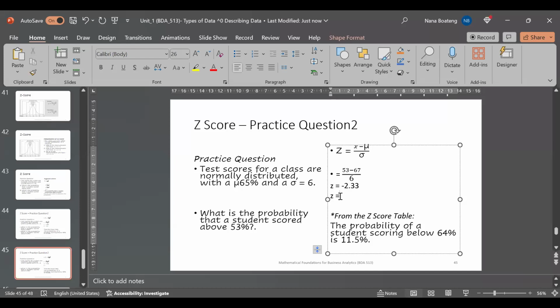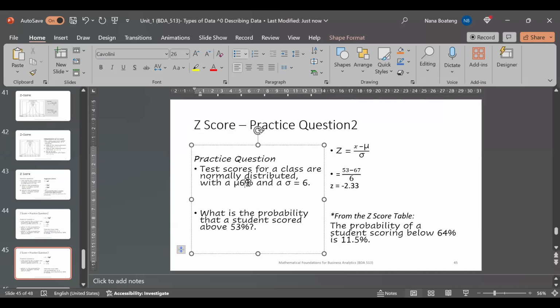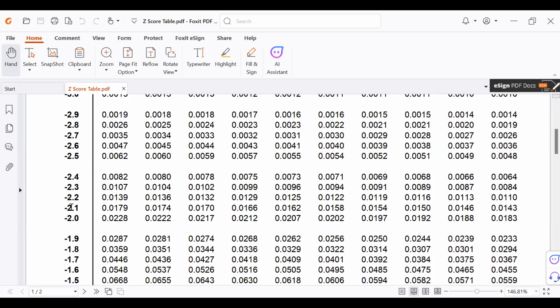Our z now is negative 2.33. So let's go and find the probability that somebody scored below 53%. So this is 6. So this is 67. Okay, so let's go to our z-score table and look for negative 2.33. So this is our z-score table. We have negative 2.3 here, isn't it?